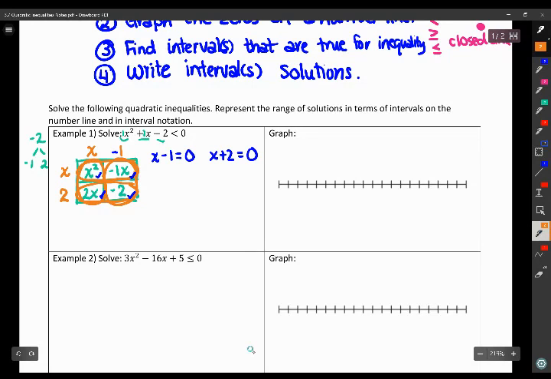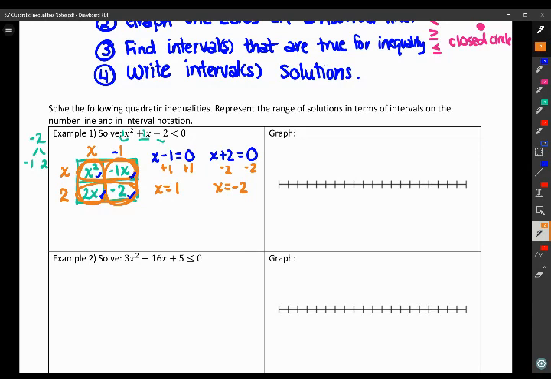So we add 1 to both sides. We get x is equal to 1. We subtract 2 from both sides, and we get x is equal to negative 2. Now these are our values, or our zeros, for this equation.